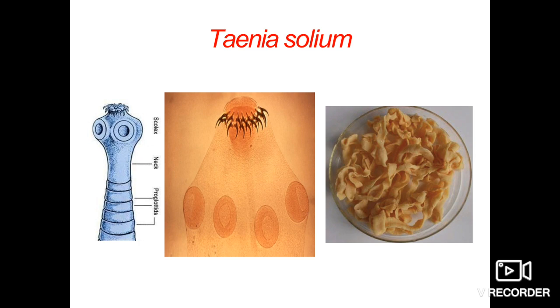The adult has a flat ribbon-like body which is white and measures 2 to 3 meters. As I told you earlier, it is a long tape-like attachment, and the scolex contains suckers for the duodenum wall and a rostrum. You can see in the diagram.